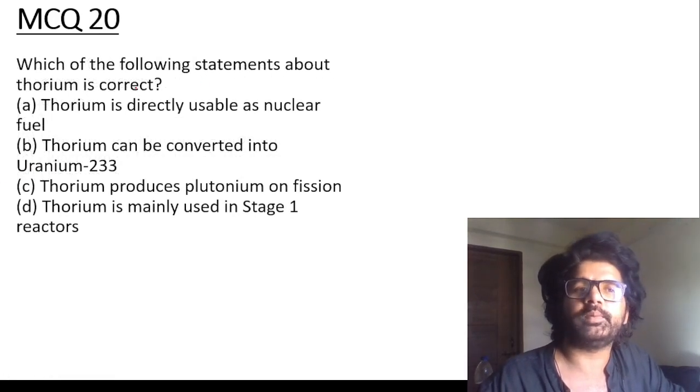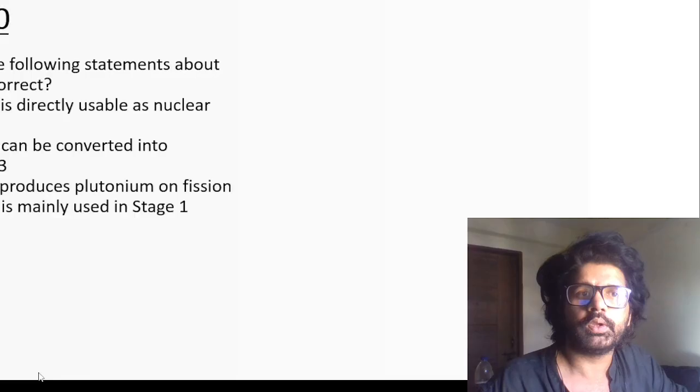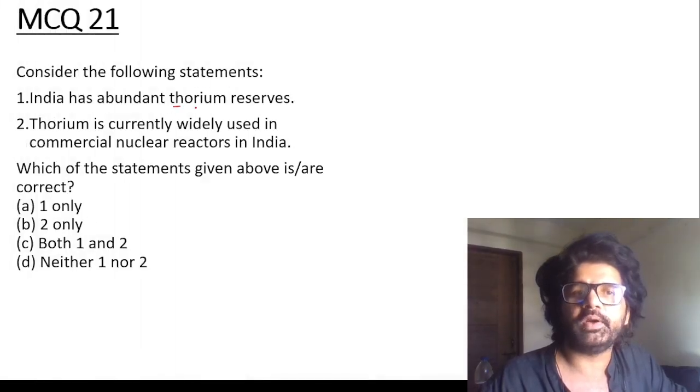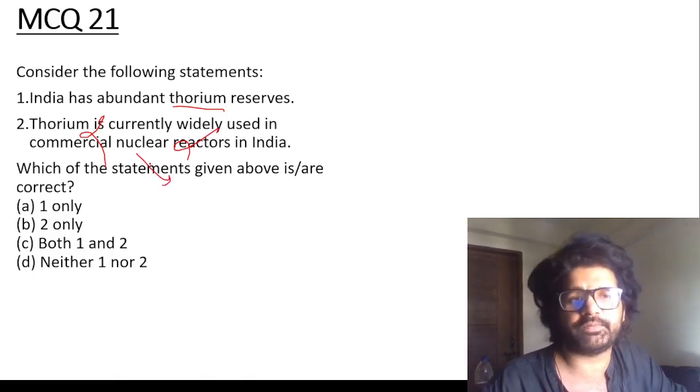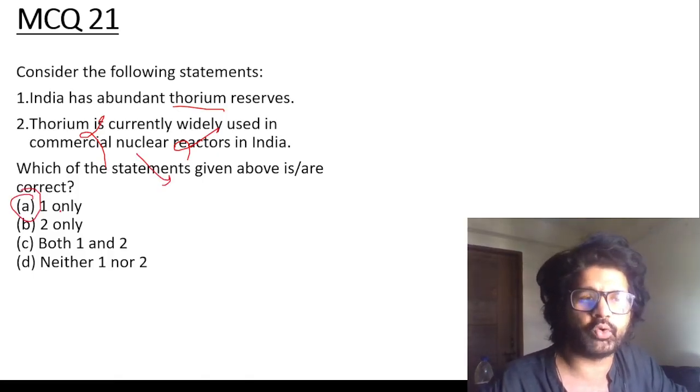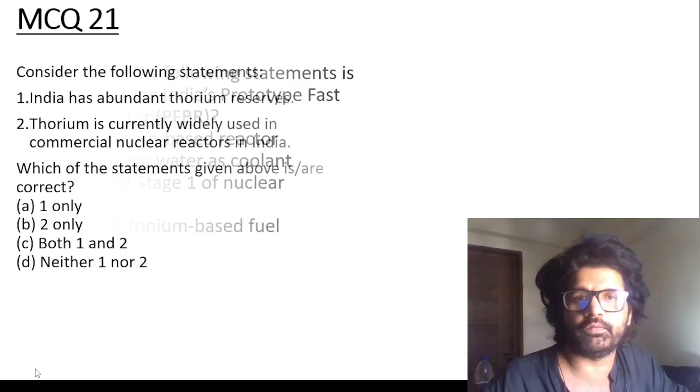Which of the following statements about thorium is correct? A, thorium can be converted to uranium 233. B, India has abundant thorium reserves. Correct. But thorium is not currently used. Stage 3 is far away. We are still doing the prototype of stage 2. Stage 1 is what we are focusing on.